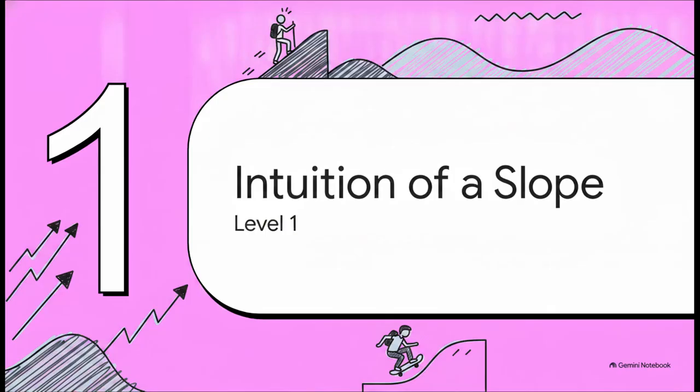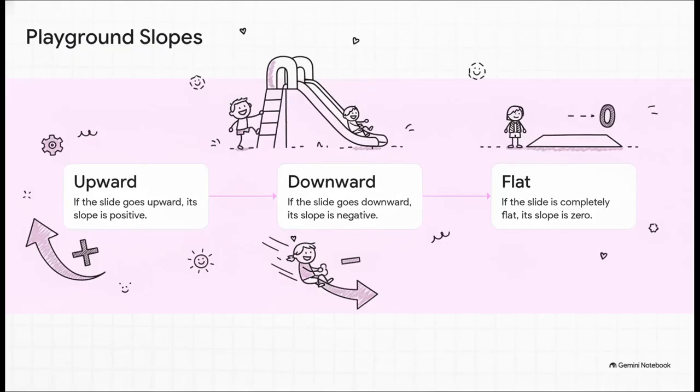All right, step 1. The intuition of a slope. Just think about a playground slide for a second. If you're climbing upward, the slope is positive. If you're sliding downward, it's negative. And if you're just sitting completely flat, well, the slope is 0. It's that simple. And honestly, that right there is the fundamental baseline for everything we're going to cover today.